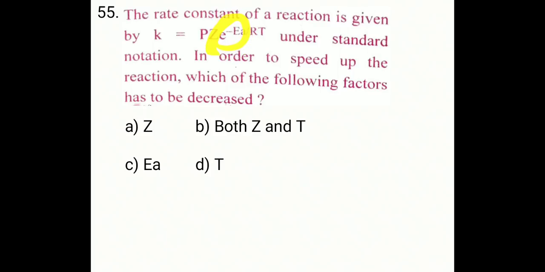Then another question on chemical kinetics. This question is also very simple. The rate constant of the reaction is given, K is equal to PZ e to the power minus Ea by RT under standard notation. In order to speed up the reaction, so the reaction speed increases when what happens? Remember here activation energy is very, very important. If activation energy increases, rate of reaction decreases. If activation energy decreases, rate of reaction increases, which means activation energy and the rate of reaction are inversely proportional. Hence the answer for this question is C.